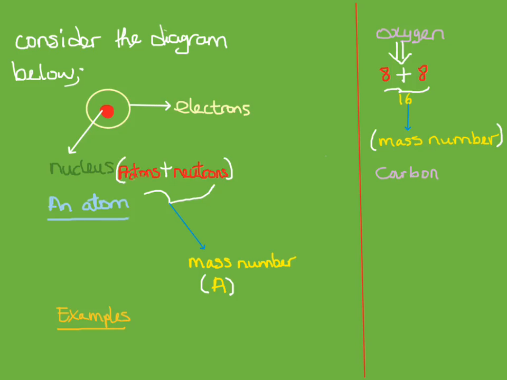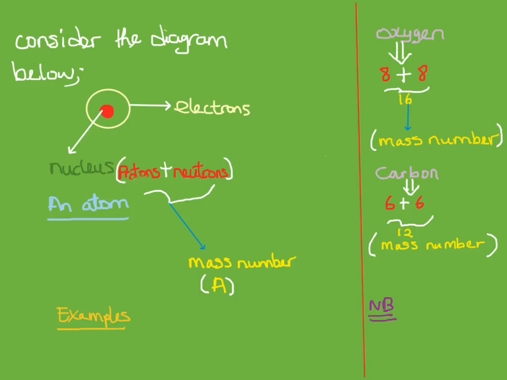Let's consider another example, carbon. Carbon has 6 protons and 6 neutrons. Adding 6 plus 6, we have a total of 12, which implies that the mass number, which is equal to the number of protons plus the number of neutrons, for carbon is 12.